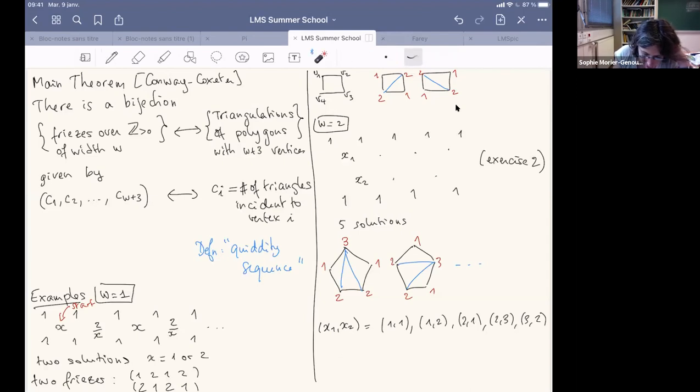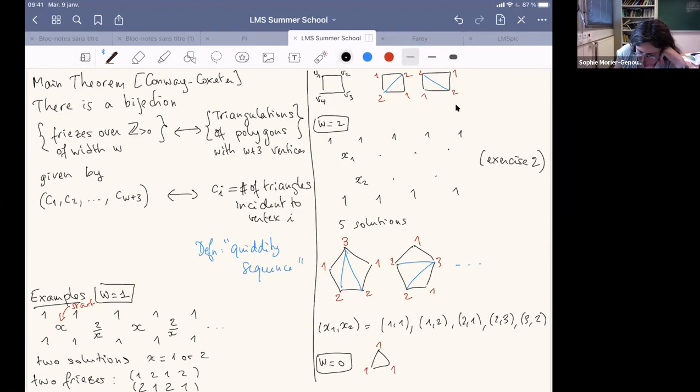What about, we can discuss also maybe the case of W equals 0. Does this make sense? For the frieze, there is no real sense, a frieze with empty rows. But on the triangulation, it gives a triangle. So it gives a quiddity 1, 1, 1.